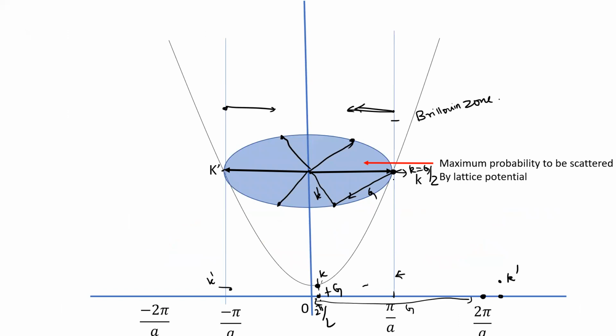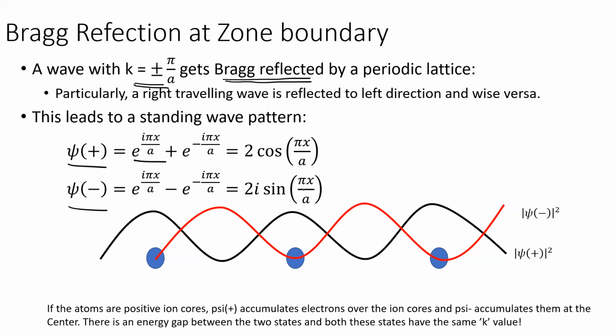Right? For an electron here, you don't have any traveling wave solution, but only a standing wave solution because it gets Bragg reflected at the zone boundaries. So now you have two solutions. The psi plus solution where you have electron accumulation. So basically this is mod psi square, the probability of finding an electron. An electron bunching close to the ion core is called an S wave solution. A solution where the electrons are pushed away from the ion core but at the center of the separation is called a P wave solution. So you have two standing wave solutions, and these have largely differing energy values.